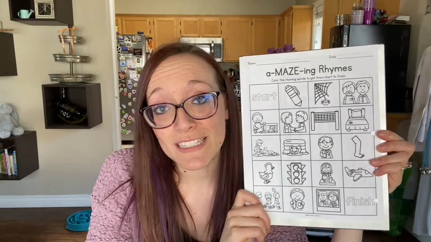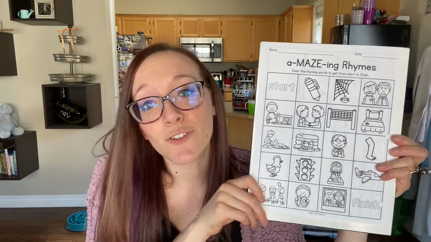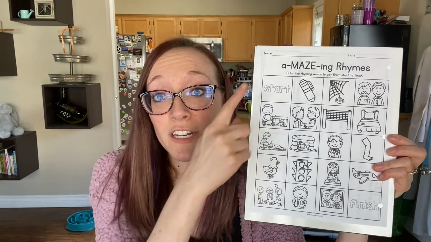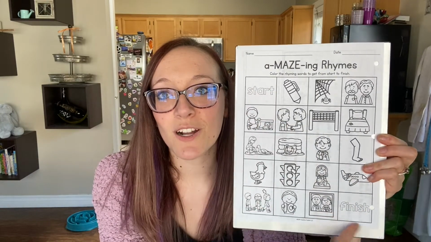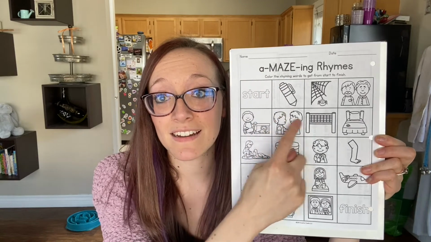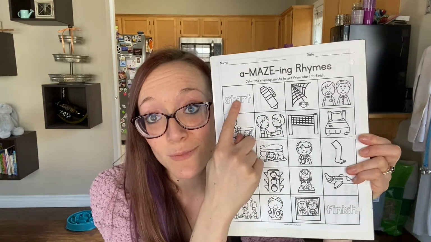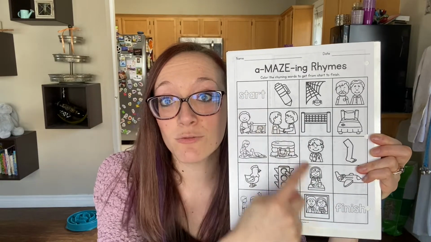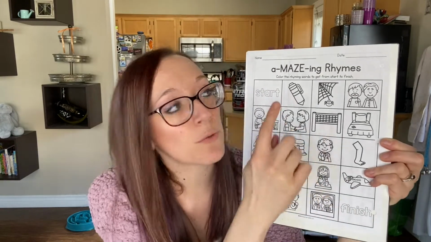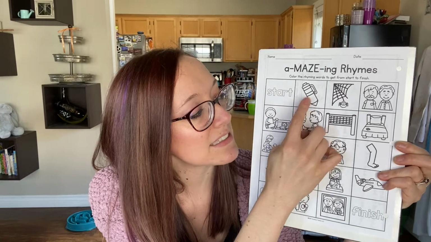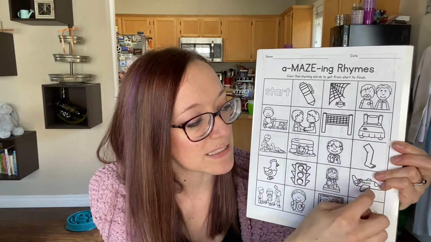So what you're going to be doing today is we are looking for words that rhyme. And we're going to go from our start to our finish by making a line. So we have to touch each of our boxes in order to go from start to finish. It's not going to go zoom like that because that doesn't work. We're going to go from box to box to box to box to box to box to box to box.